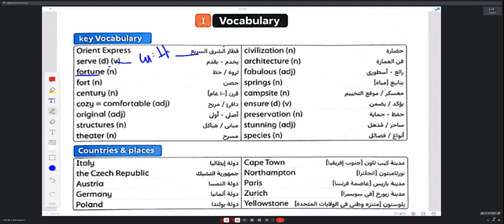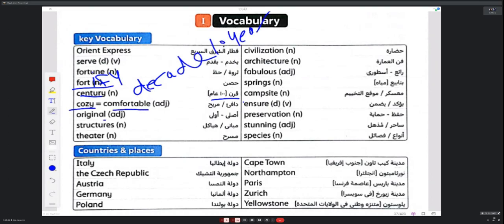Fortune. We can change it into fortunate, which means lucky. But fortune means a lot of money. Fort, we can change it into fortress. They are the same, fort or fortress. But the verb fortify means to improve or strengthen. Century, 100 years. Decade, 10 years.